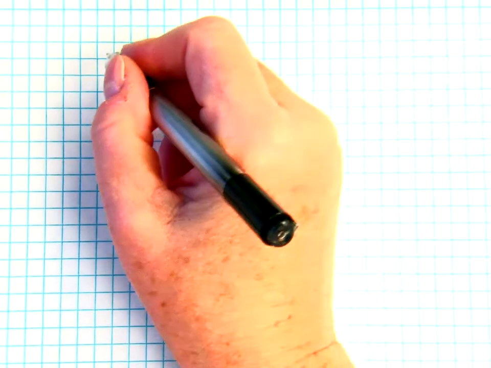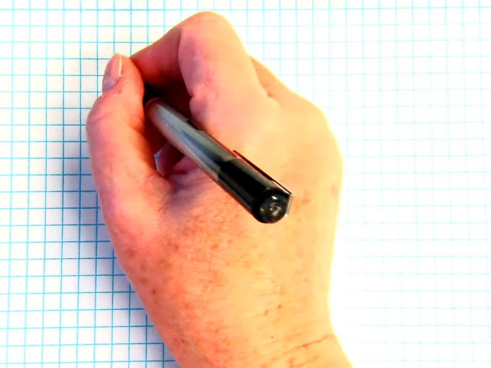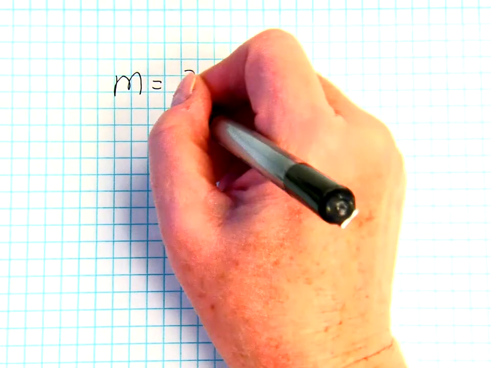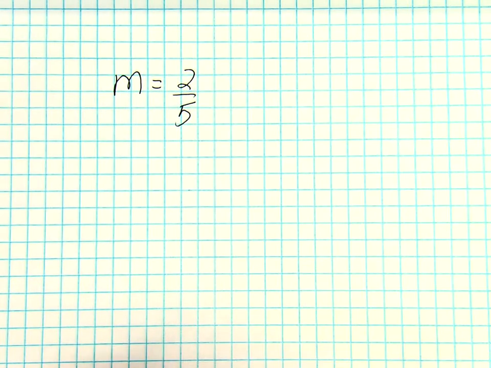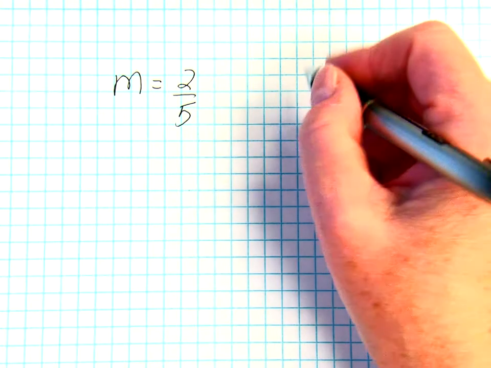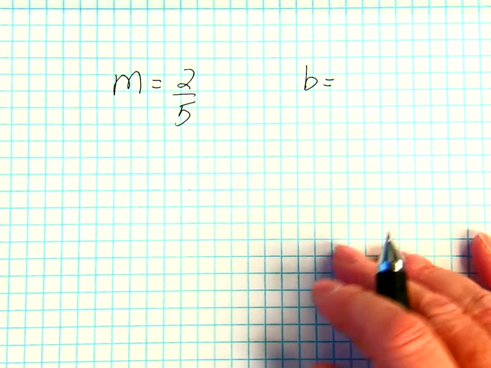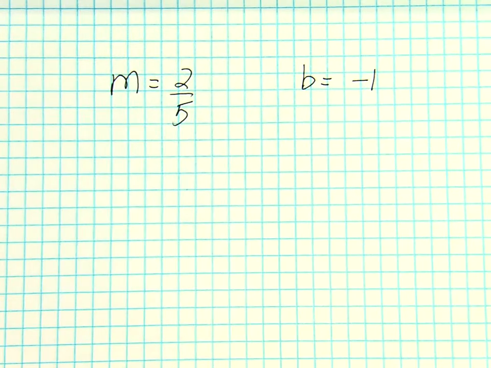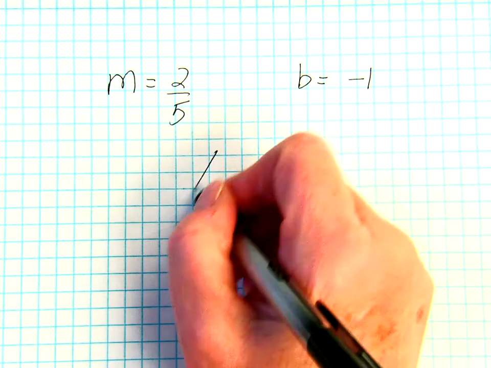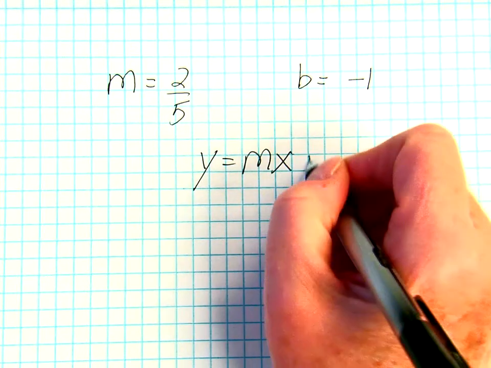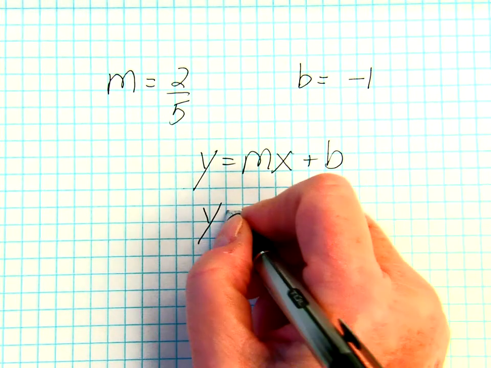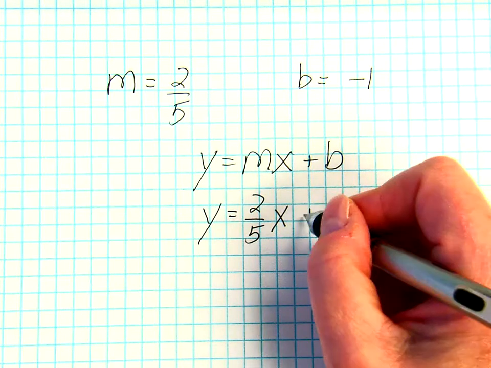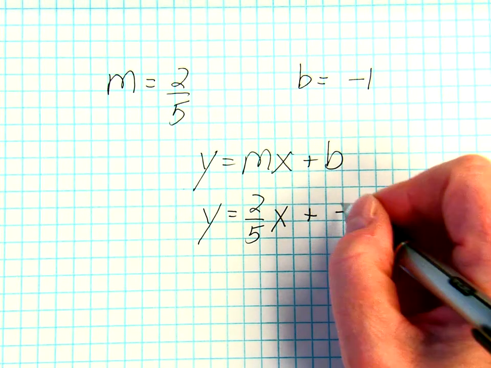So let's say they tell me that I have a slope, that my m is equal to 2/5, okay? And of course in our last section we learned how to find our slope, and our y-intercept is going to be -1. And now I can take this information and put it into my y equals mx plus b, and I can say that y is equal to 2/5 x plus -1.